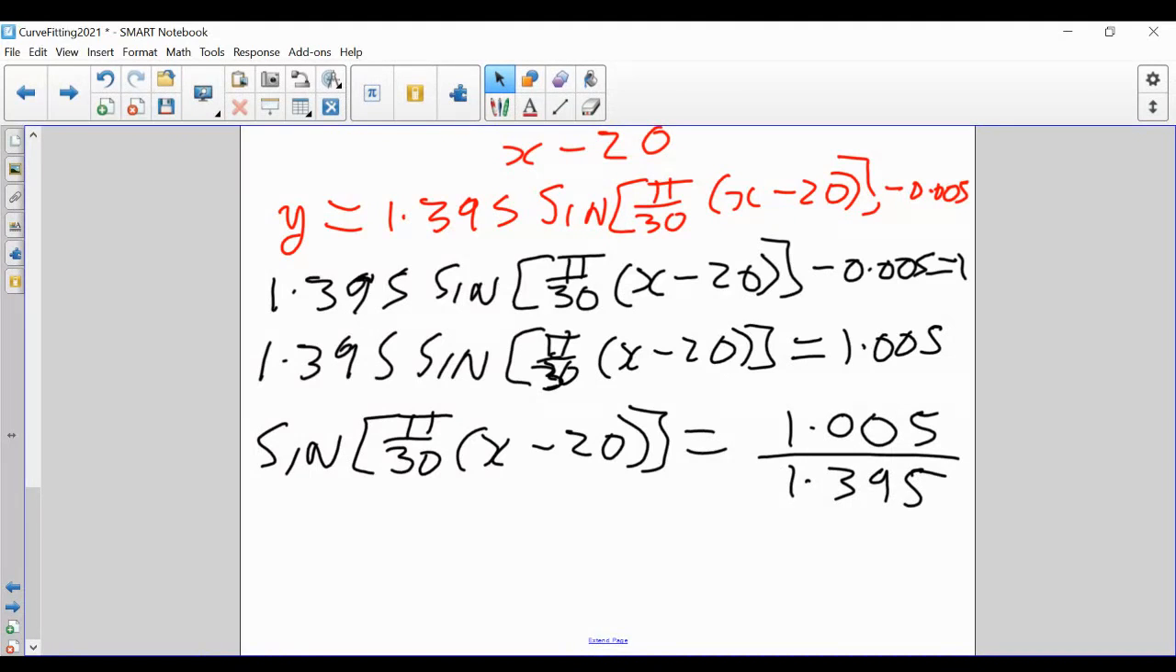Okay, good stuff. Keep going, folks. Remind me of the next step. Everybody should be engaged at this point and coming up with their own ideas as to what happens next. What's next? The sine of something is equal to something else: 1.005 divided by 1.395.